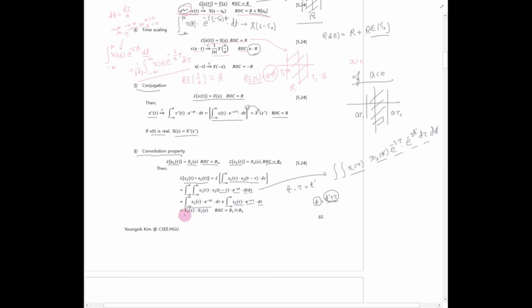Then it is a product of the two Laplace transforms, but both of them should converge in their regions of convergence. To satisfy that, the final region of convergence is the intersection of R1 and R2.